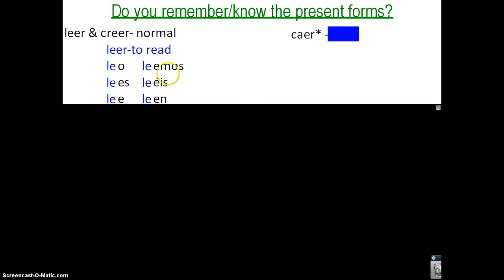All right, I've fixed it. I've got enough room now. Leer, of course, means to read. Of course, you should know the definition. But the stem of leer is LE. So therefore, yes, you do end up with double E's in all the forms except for the yo form.